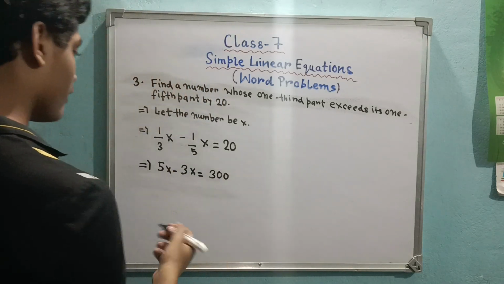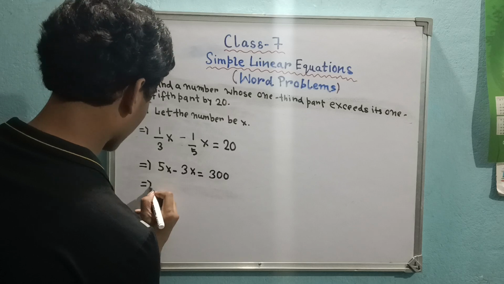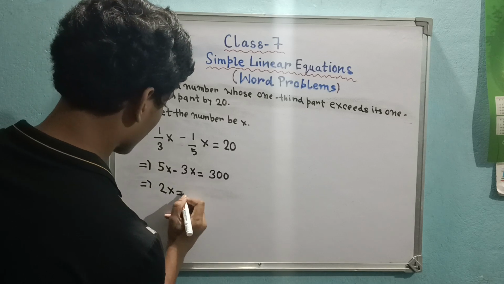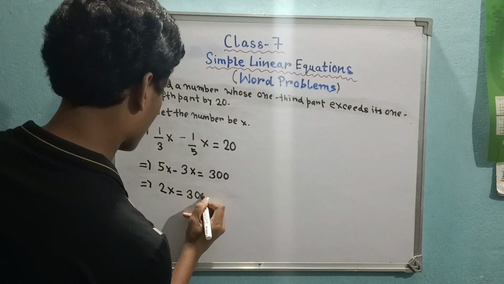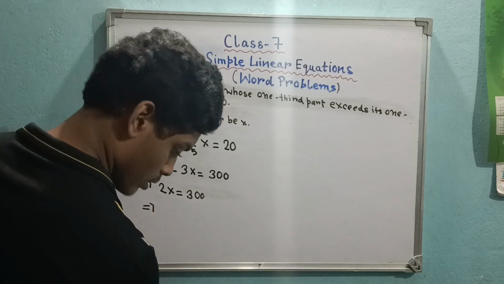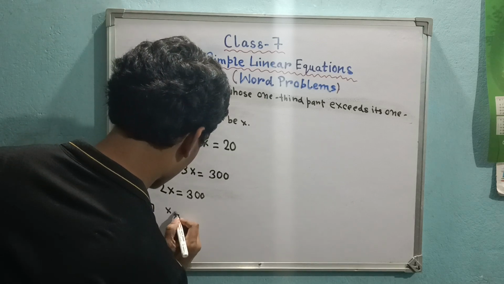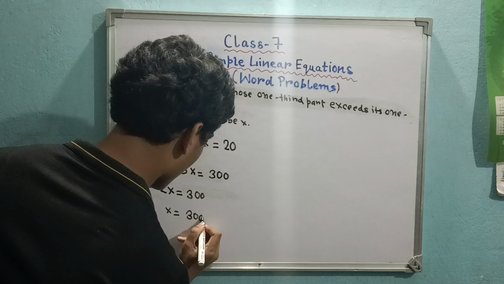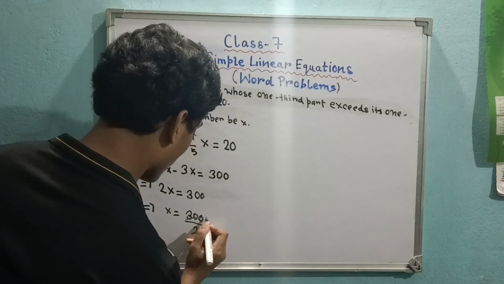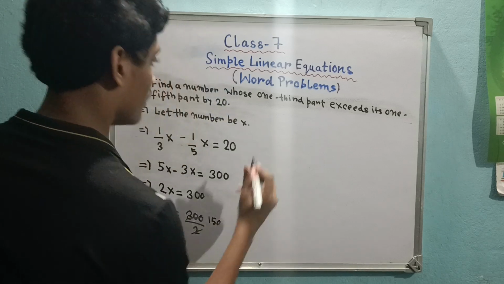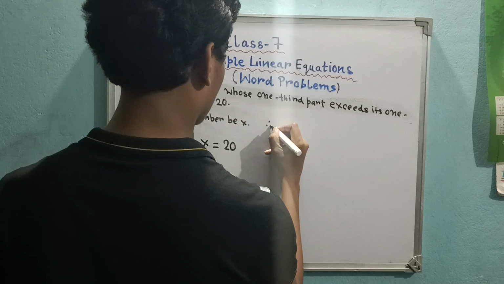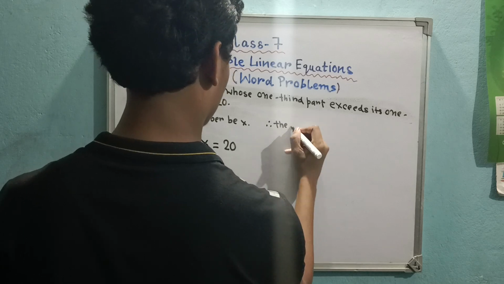Okay. Simple now. 2x will be equal to 300, or x will be equal to 300 by 2, which is also equal to 150. Therefore, the number is 150.